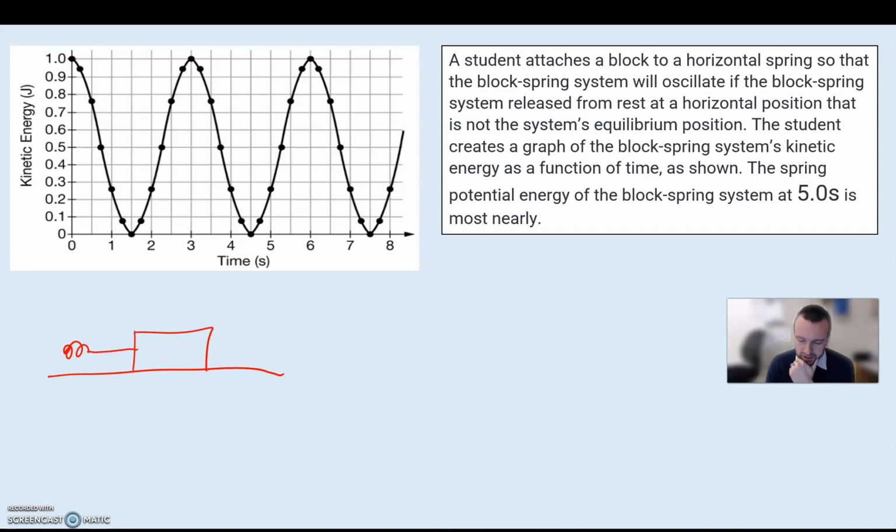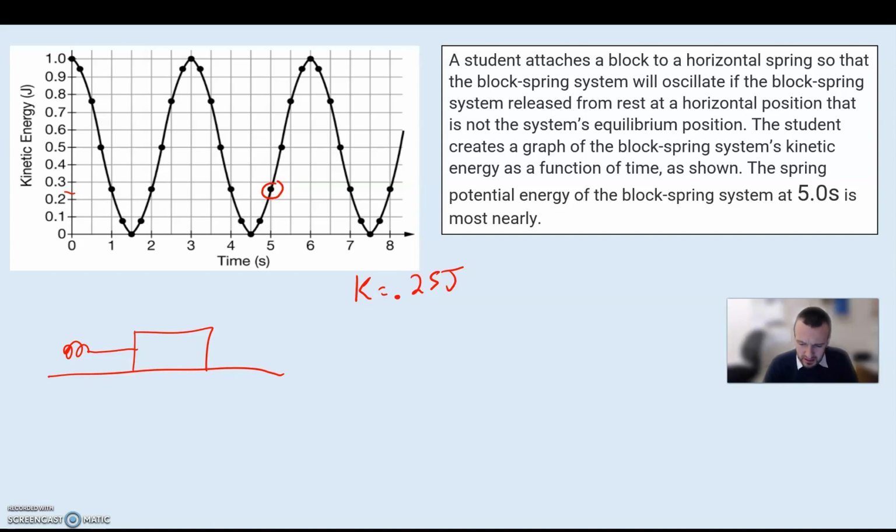The spring potential energy of the block system at 5 seconds is most nearly what? So let's highlight where we're at 5 seconds. At 5 seconds, we're right here. And I don't know if you guys are cool with this, but I'm going to say that the kinetic energy is approximately 0.25 joules right there. I'm ballparking because we're halfway between 0.2 and 0.3.